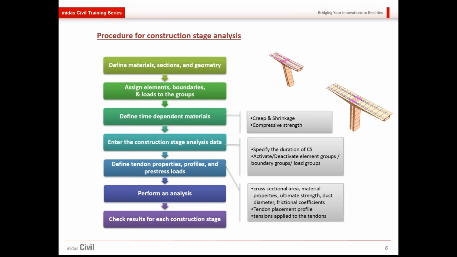Yesterday I showed this slide. This covers the basic manual way of defining the construction stages. You have to define materials, assign elements to groups, define the time-dependent material properties, and enter the construction stage data. You have to give which groups are to be activated and deactivated. Define the tendon profile properties, assign those to the groups and stages, perform the analysis, and check the results as needed. So now I'll be showing this in the model.